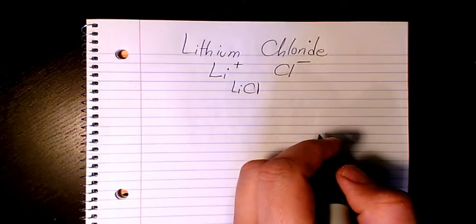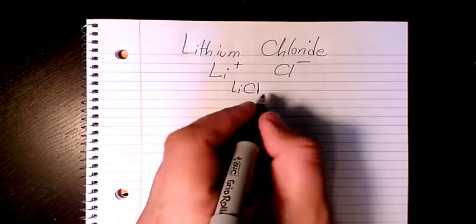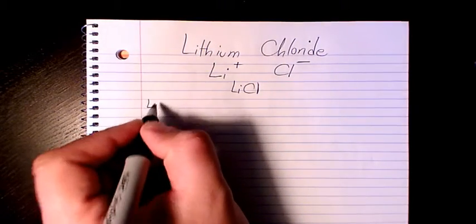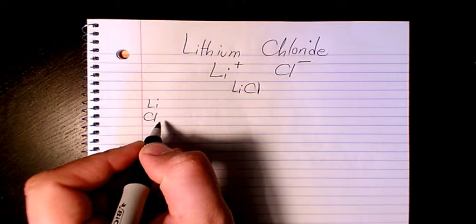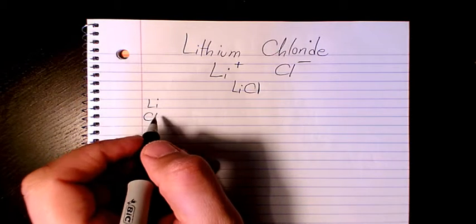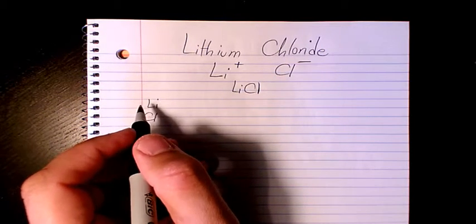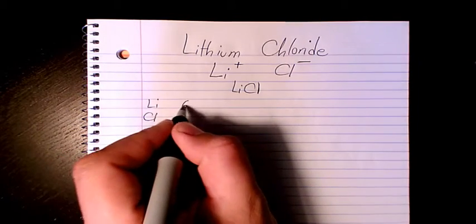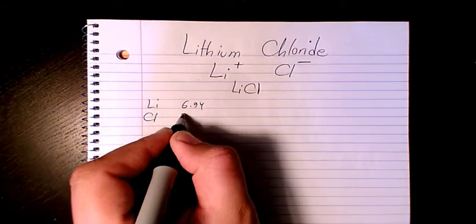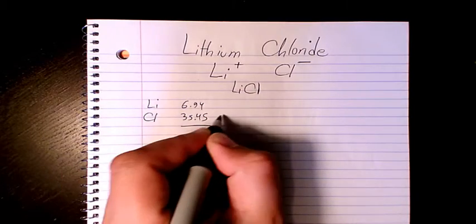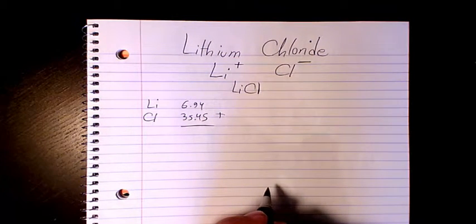Now I want to find out the molar mass. We have only two elements, Li and Cl, so I need to find out the atomic mass of each element using the periodic table. Lithium is 6.94 and chlorine is 35.45. Then I need to add these two.